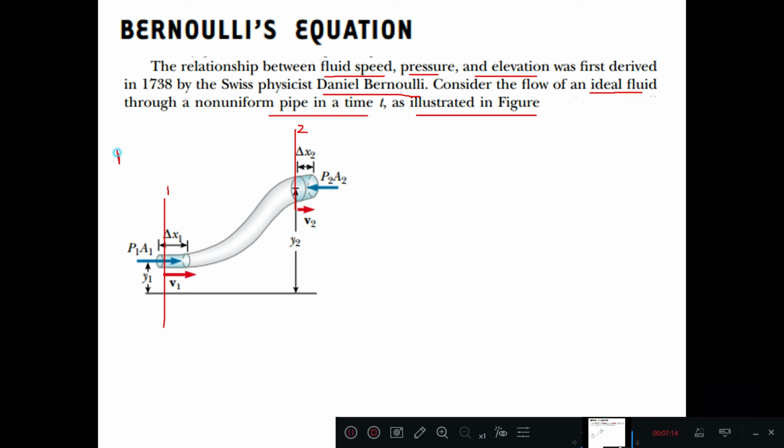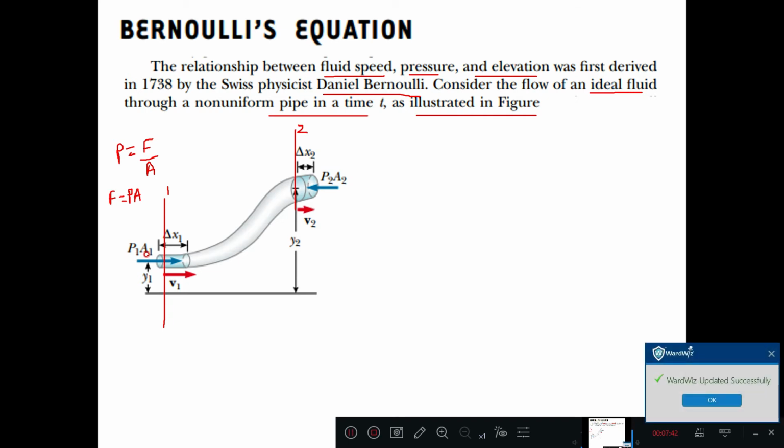As you know, pressure equals force by area. Then the force equals pressure into area. Since we are taking the pressure force at section 1, it is written as P1 into A1. That is, the force exerted by the fluid in section 1 has a magnitude P1 A1.